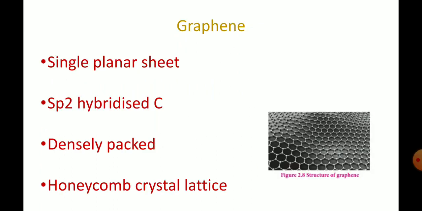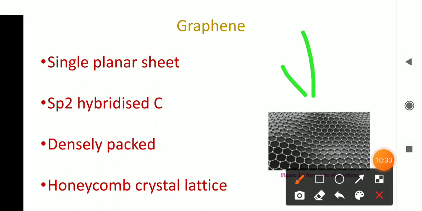Okay, so this is the picture of graphene. It has single planar sheets. It has a sheet-like structure. If you look at the picture, you can understand. Okay, so it has a single planar sheet, and here the carbon atoms are sp2.